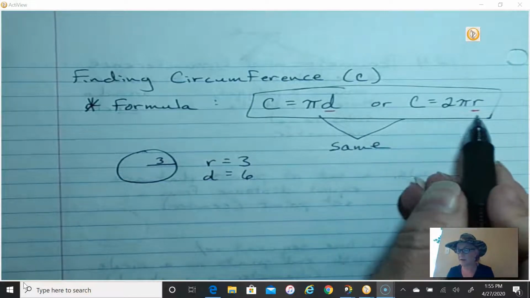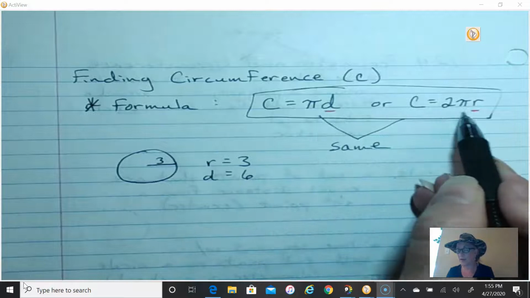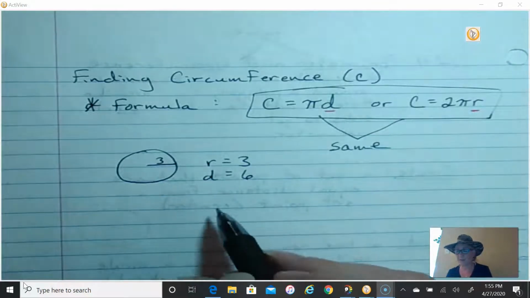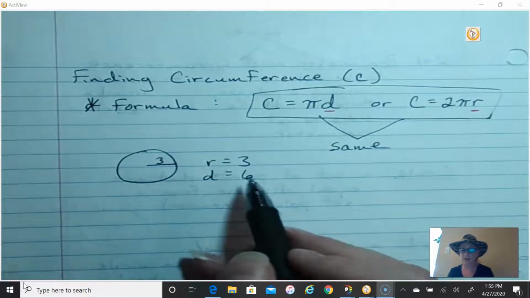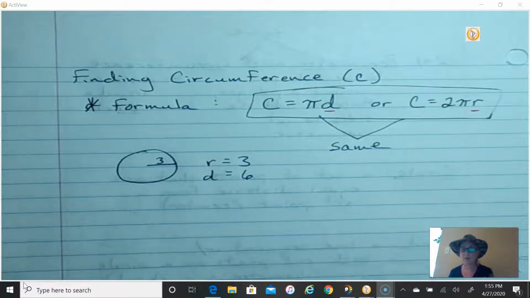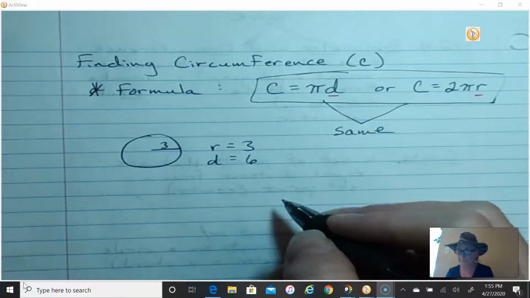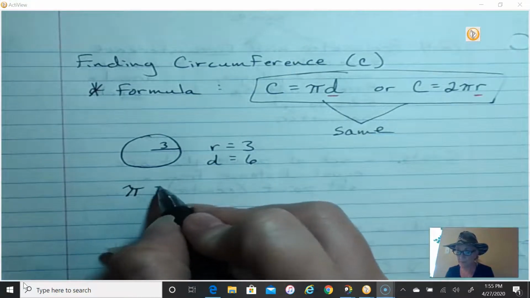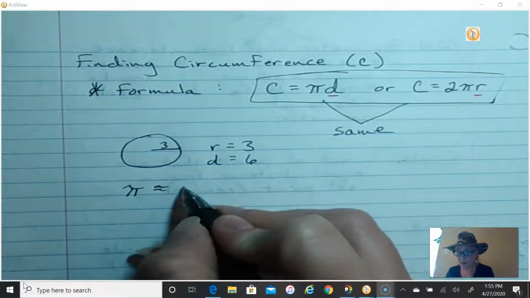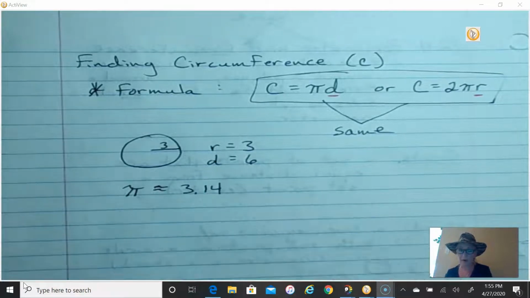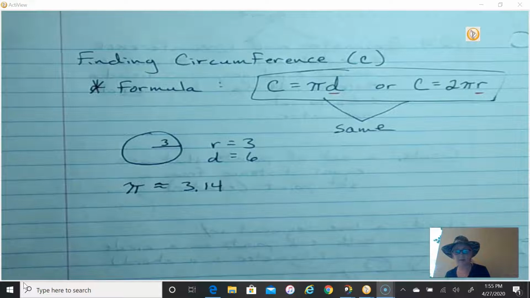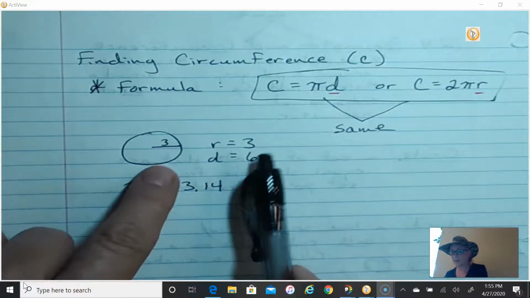Again, the diameter is twice the radius. Either way, you're going to have to know this. You probably remember this from last year. Pi. What do y'all remember as pi? It's about 3.14. Let's figure it out using this information.